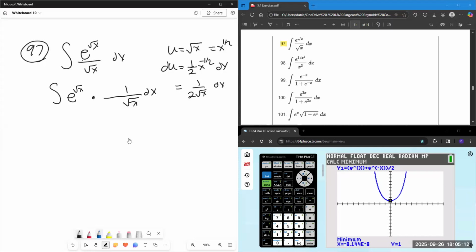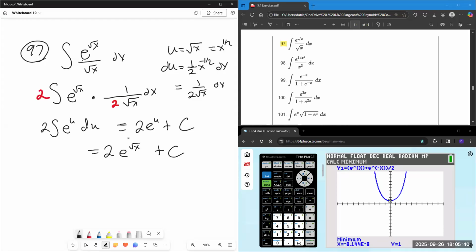Let's change my color. Divide by 2, multiply by 2 to make 2 integral e to the u du show up, which will be 2 e to the u plus c. So that's 2 e to the root x plus c. Let's look at 105.